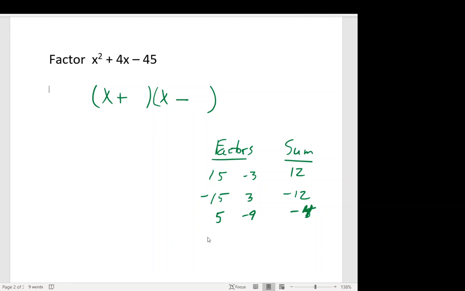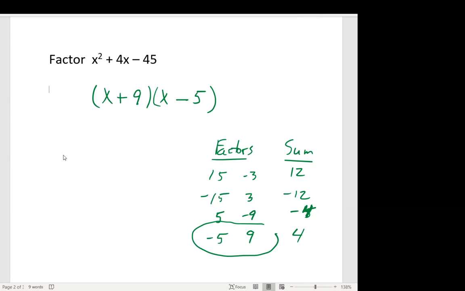So what happens if you make this negative 5 and this positive 9? Negative 5 plus positive 9 gives you positive 4. So there's your clue telling you that this is what you need to see for your factorization. So we need the positive 9, so that means it's going to be a plus 9. And we know we need negative 5, so that's going to give us the minus 5.